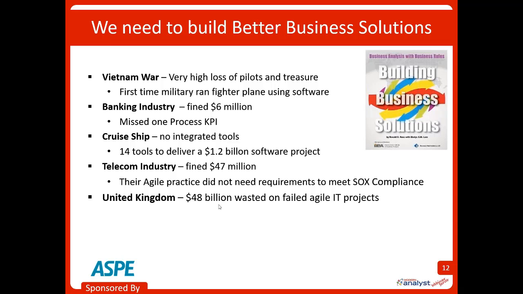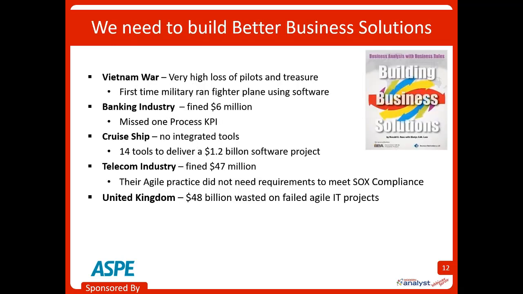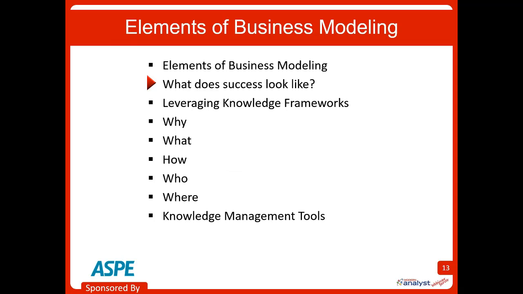United Kingdom, recent reports, 48 billion wasted on failed Agile IT projects last year. Agile is good, it does work, but right now it's becoming a social craze with no metrics, and we have no control as an architect or business analyst. So there's a problem to fix, but it'll keep happening. There'll be another craze shortly.